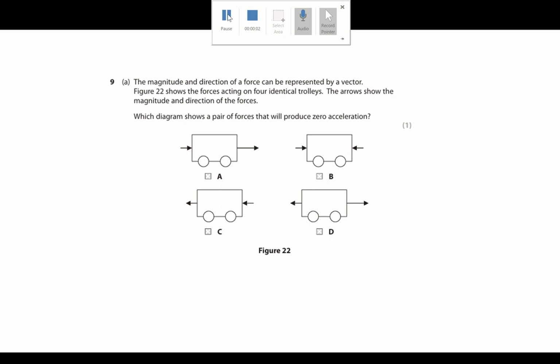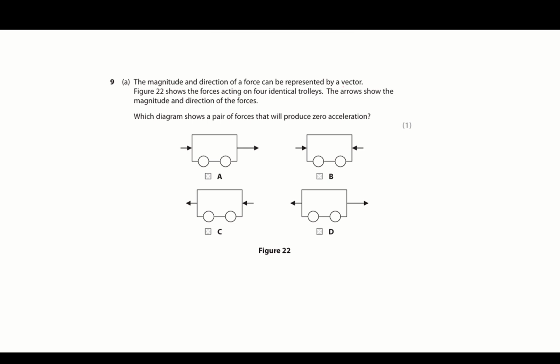Okay, question 9. We're now going to be looking at vector diagrams, vectors and forces, and labelling forces. So the magnitude and direction of a force can be represented by a vector, so we can use an arrow. Figure shows the forces acting. Which diagram shows a pair of forces that will give us zero acceleration? So ultimately we have to balance forces. So we want an arrow going that way and an arrow going that way, and they need to be opposite and equal in size. So let's have a look.